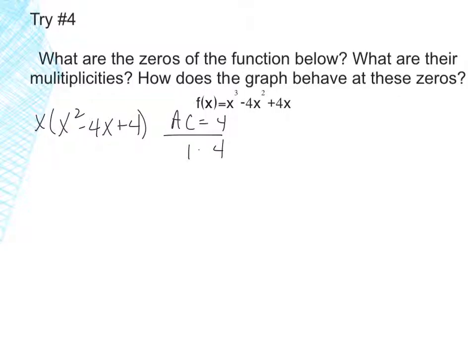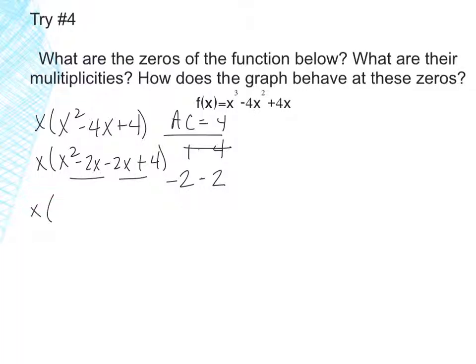Actually, 1 and 4 does not work. Sorry. It's going to be 2 and 2. And how 2 and 2 work is negative 2 and negative 2. So here we go. X, then x squared minus 2x minus 2x plus 4. If I group them, x is still out. That is x and then x minus 2. And then negative 2 and x minus 2. So our factors are x, x minus 2, and x minus 2.